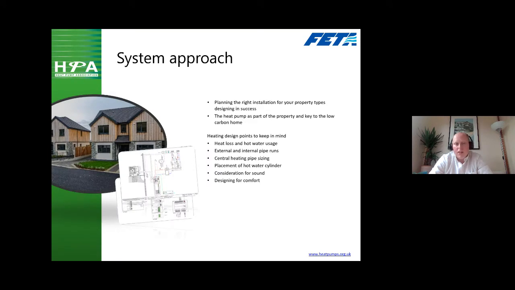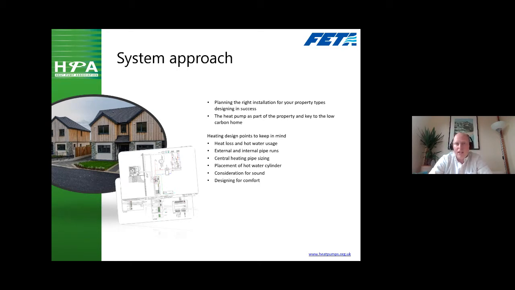So it is a system approach with a heat pump. So planning is absolutely key. And I will say that in our experience, the majority of new builds do work on an air to water heat pump. I know Phil's going to go into details later with ground source, but for this instance, I'm just talking mainly about air to water heat pumps.